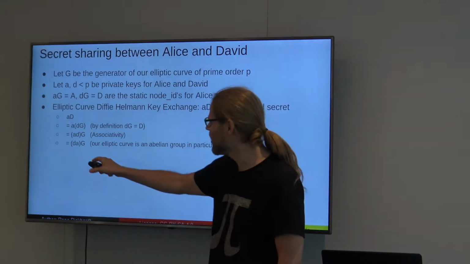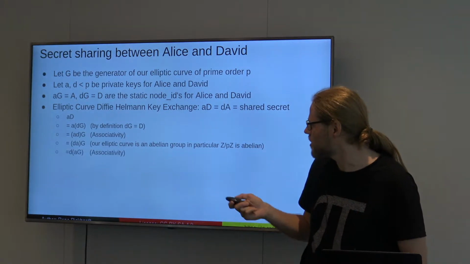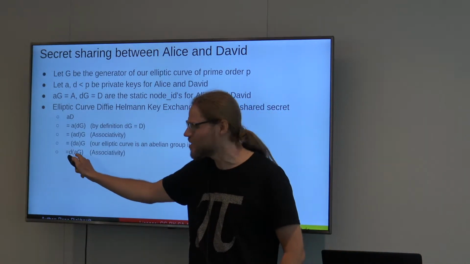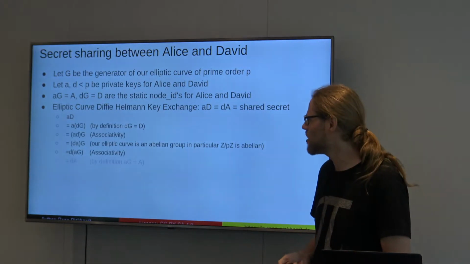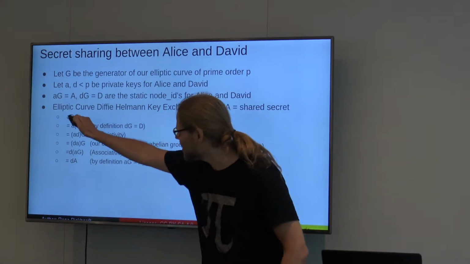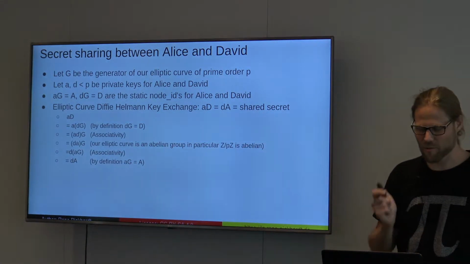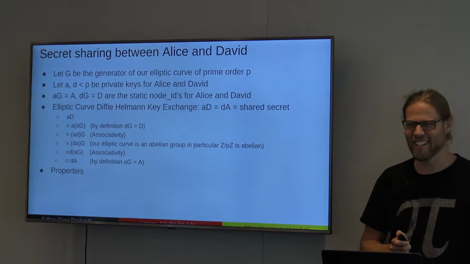So now we have d times a times G. We use the law of associativity again, so now we have d times aG, and we can plug in the definition, and here we go. We have proven that aD is the same as dA, which is extremely cool.